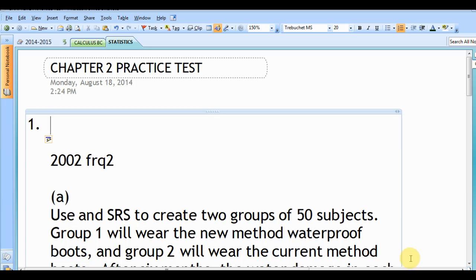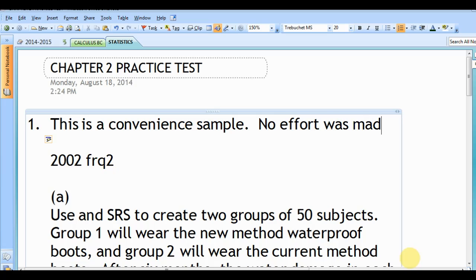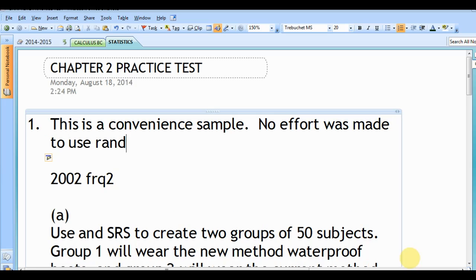What do we think of that sample? Systematic? No. Convenience? Yes. This is a convenience sample. What's a self-selected sample? When they select themselves to be part of the treatment group. Or a voluntary sample. Alright, so yes, that is a convenience sample. No effort was made to use randomization.